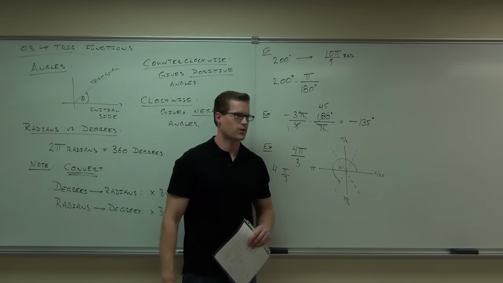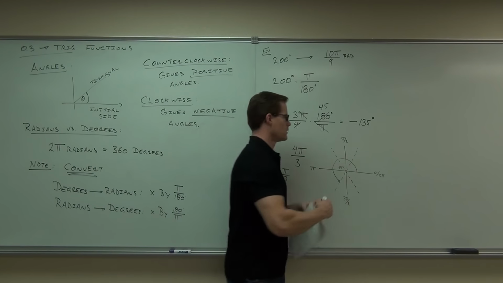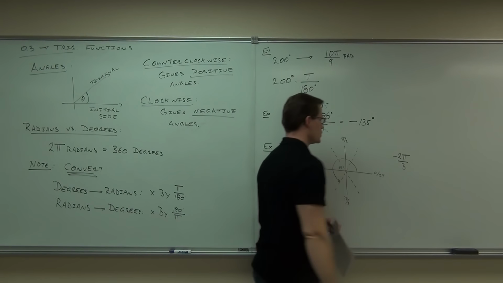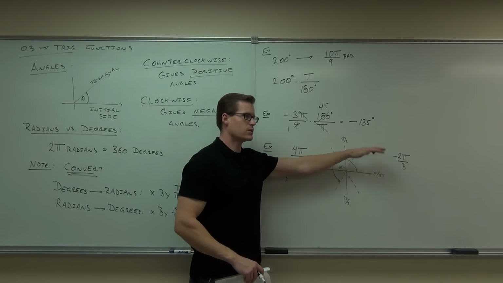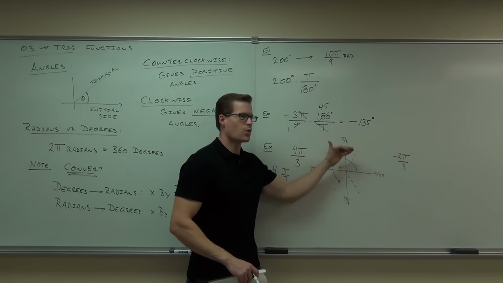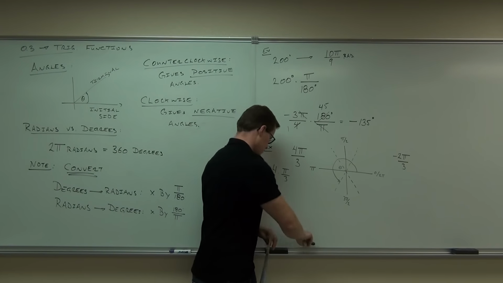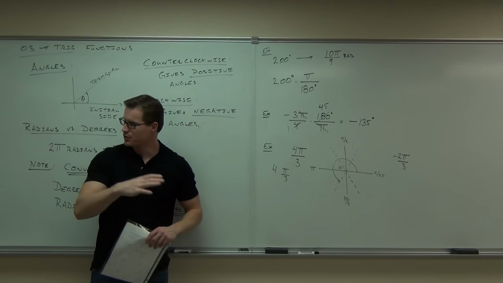You feel okay with that so far? You sure? Now, if I ask you to graph negative 2 pi over 3, we'd start at the same initial side, but we're not going counterclockwise anymore, we're going clockwise. Where's it going to end? You still break it up into 3 parts, right? Every pi would be broken up into 3 parts.